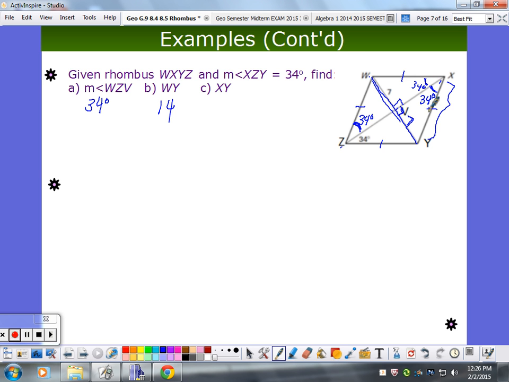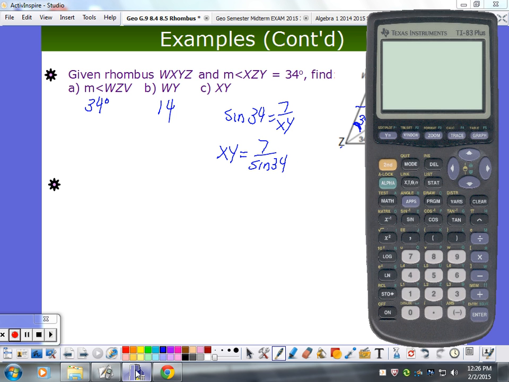Okay, so let's see what we got here. Now, this piece here is the hypotenuse, right? And I know this piece is 7, and that's the opposite. So which one do I use? So sine 34 equals 7 over this XY that I'm trying to find. Denominator, we swap these guys, right? Yeah. Okay, so I need my calculator.